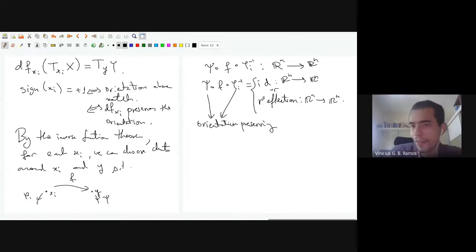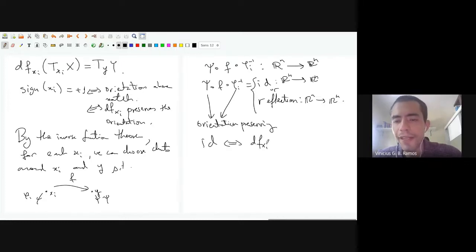This is a little fact that you can check: any linear transformation from Rn to Rn that's orientation reversing can be homotoped to a reflection. So anyway, it's either the identity or the reflection, and it's going to be the identity if and only if dfxi preserves the orientation.